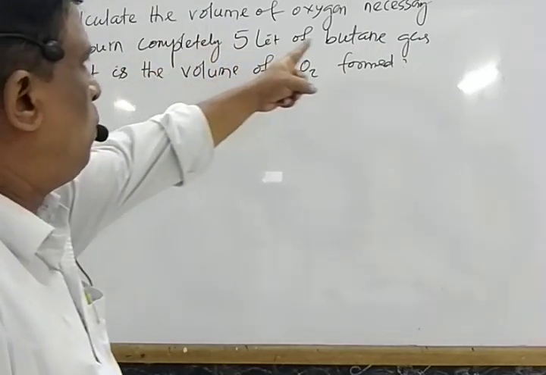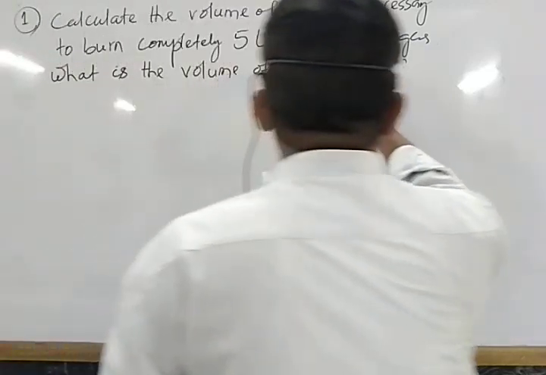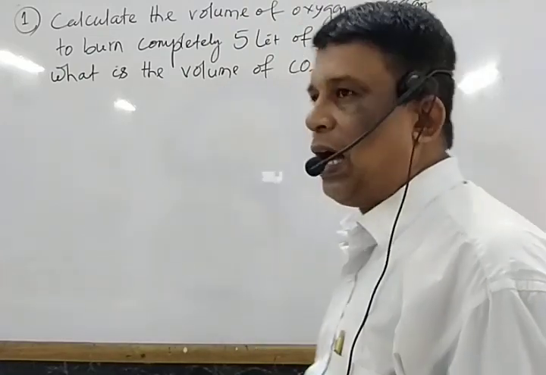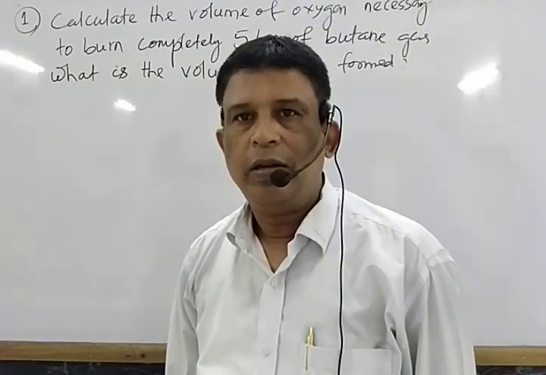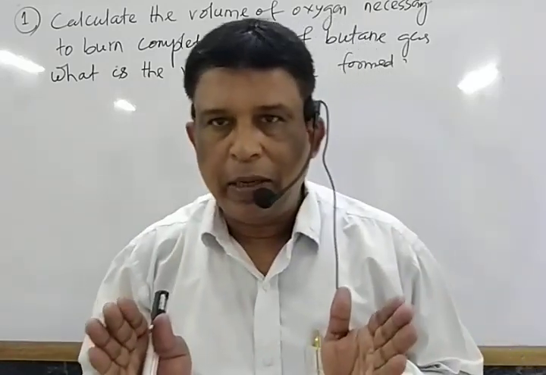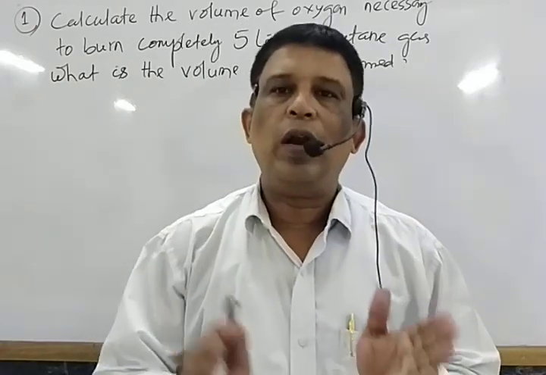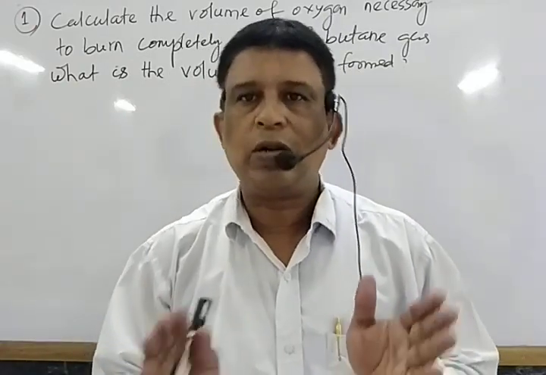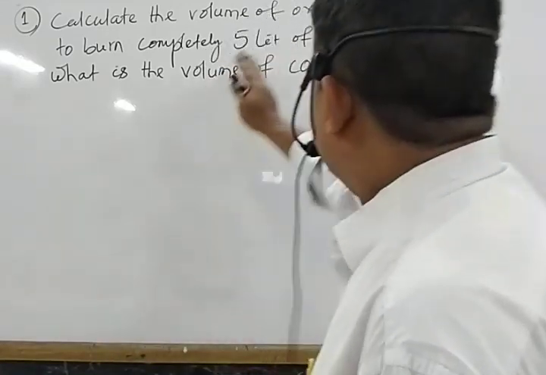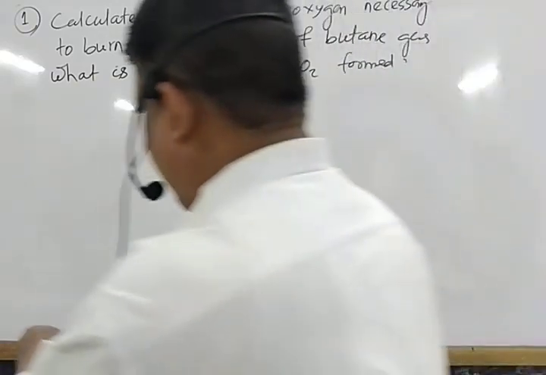Calculate the volume of oxygen necessary to burn completely 5 liter of butane gas, and also calculate the volume of carbon dioxide liberated. Mark that it is a volume relationship. The concept is that equal volumes of all gases contain equal numbers of molecules. So first we have to write the required expression for combustion of butane.